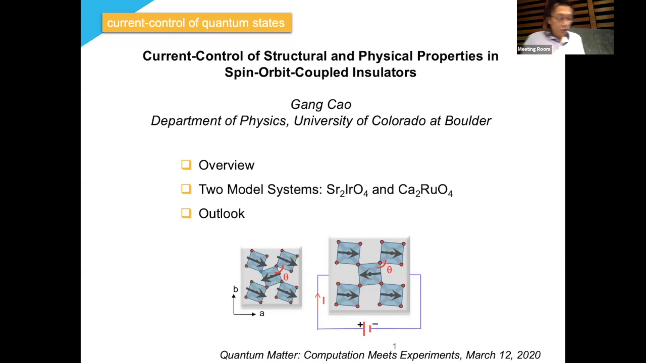So this cartoon picture actually highlights the essence of this topic. That is, for some of the 4D and 5D insulators, if we have a structural distortion, such as this, and you apply electric current to the system, the result is that the electric current can actually relax the distortion and manipulate the crystal structure, and therefore the physical properties. So that's actually the central point of this talk.